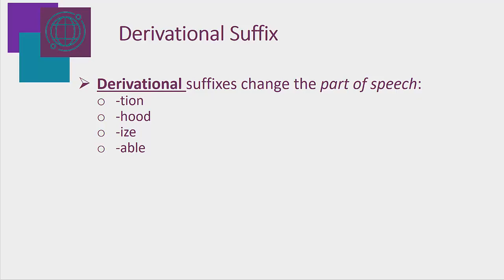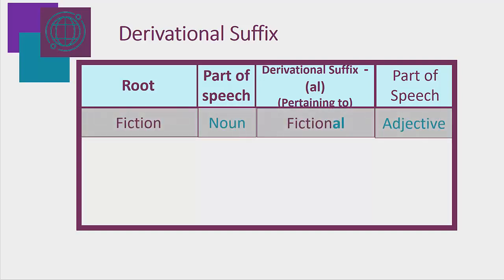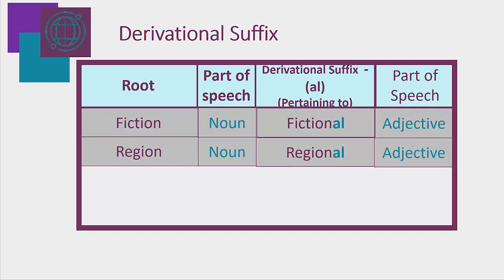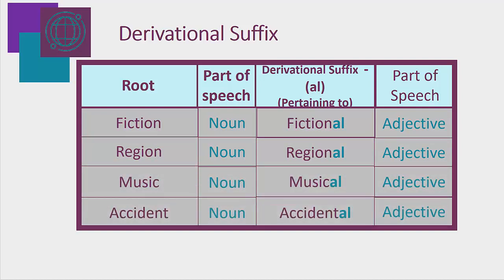Derivational suffixes are used to make or derive new words. They change the part of speech of the word. Here we can see the effect of adding al, meaning pertaining to, to these root words. Fiction is a noun. Add the derivational suffix al, it becomes fictional, which is now an adjective. Region, regional. Music, musical. Accident, accidental.